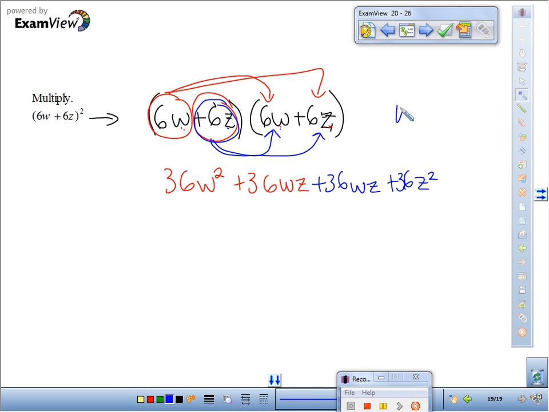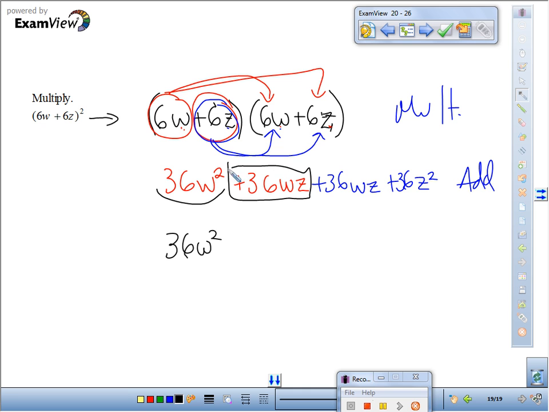Okay, so we're done with multiplication. Is that correct? Yeah. Now we do what? Add. All we have to do is add, combine stuff. Here we go. Look at the first term. Do we have any w squares? No, so I just rewrite this, 36w squared. I'm going to box this, 36wz. Do I have any other wzs? Yes. So therefore, since they're the same variables, I just write them, wz.